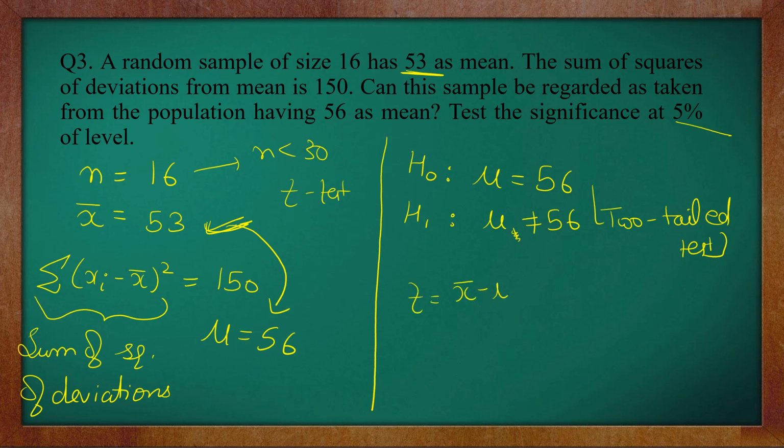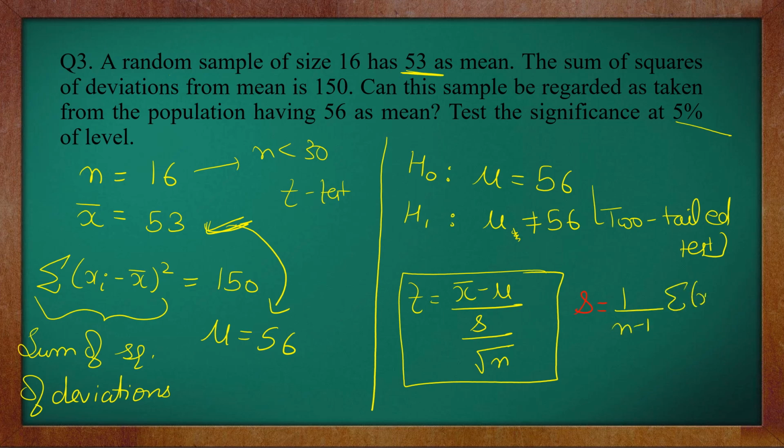Then further, you are applying the t-test: x bar minus mu upon s upon root n minus 1. Do you have s over here? No. And I have discussed that if you don't have the sample standard deviation, you will use n, because you will calculate s. Before applying this formula, I need to calculate s. The formula is 1 upon n minus 1, summation of xi minus x bar whole square. So put the values: 1 upon n minus 1, where n is 16, and 150. Sorry, this is s square.